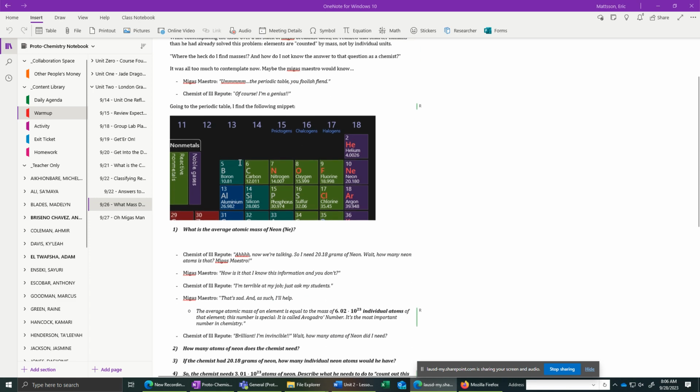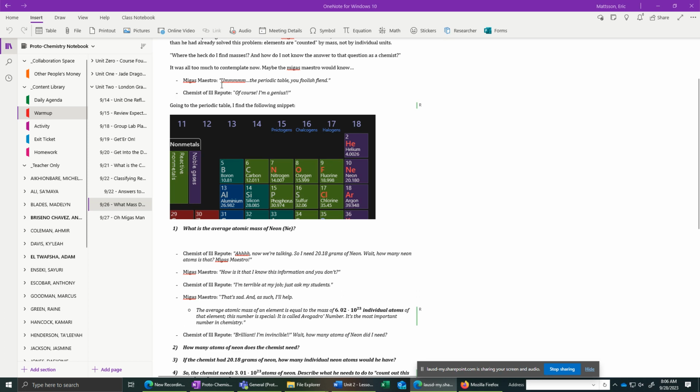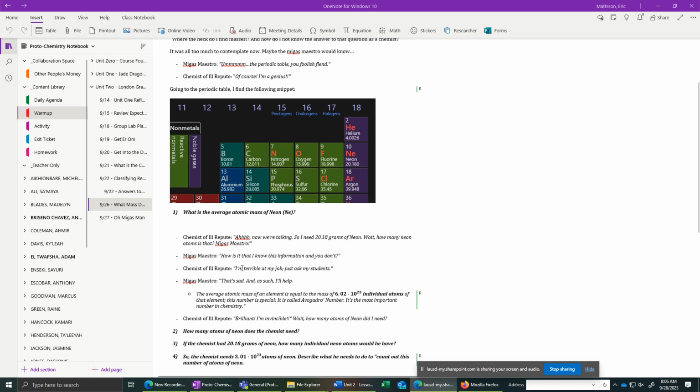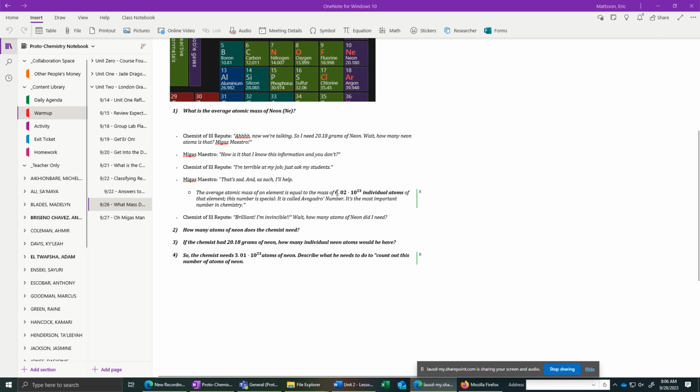This is the problem that he has, and we have a little conversation with the Migas maestro here. You can read through that. And then here's the key, right? This right here is a special number, 6.02 times 10 to the 23. It's called Avogadro's number. This is a standardized number of atoms that chemists gave a specific, special name, and they named this number of individual atoms the mole.